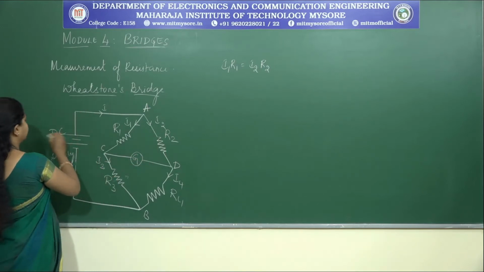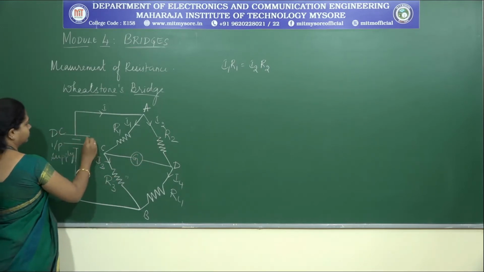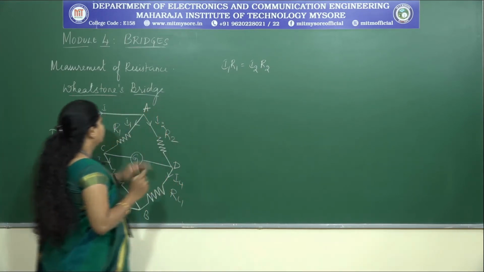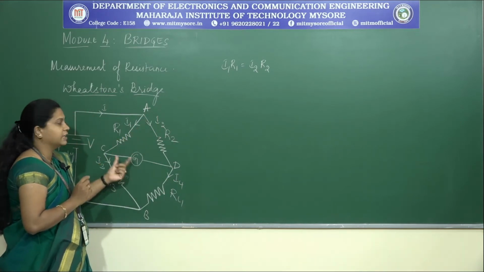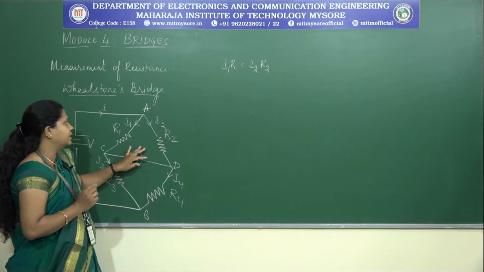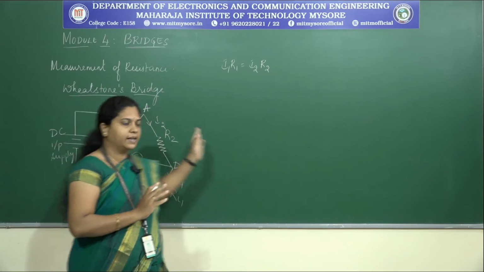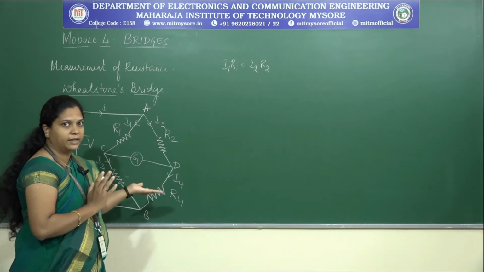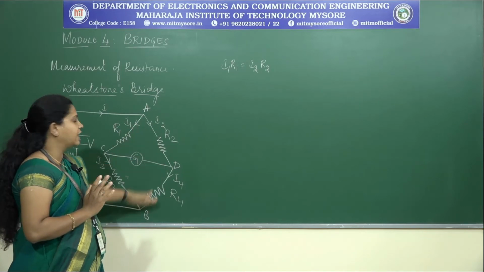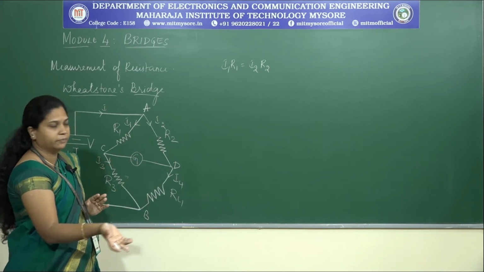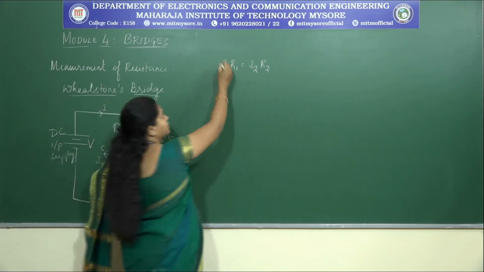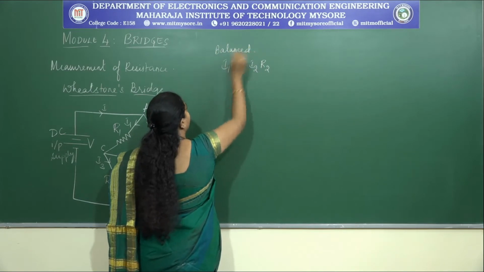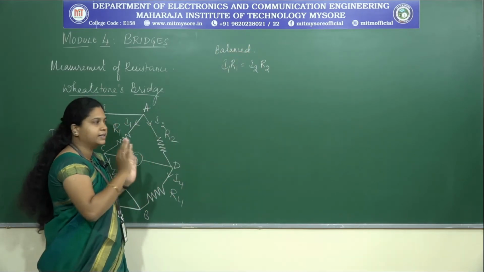Let us call this the DC voltage supply, Vs or V. Now see the circuit, when the galvanometer current is flowing in one direction, then it is deflecting to one end of the galvanometer. If it is flowing in the other direction, it deflects to the other end. This is to obtain a balanced condition. Now let us consider that the galvanometer current is 0.